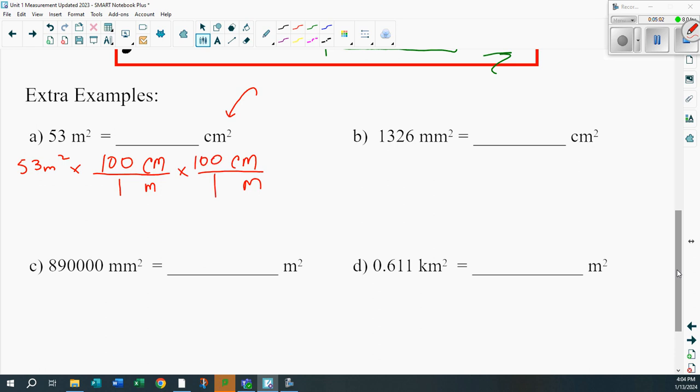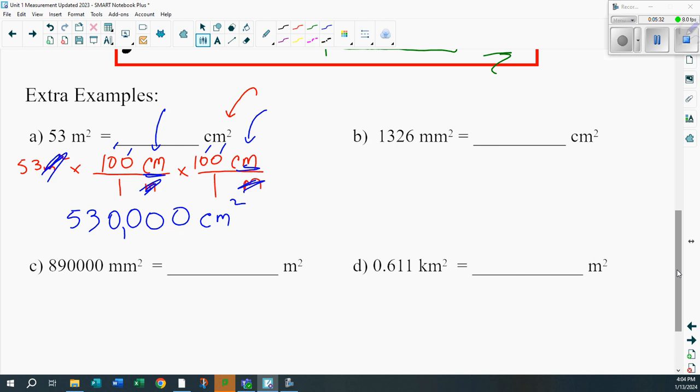There it is. And look what cancels. This is the beauty of dimensional analysis here, sports fans. Meters, meters. There's your meter squared. Cancel with the meter squared to leave you centimeters, centimeters, centimeters squared. You put down a 53. Now count the zeros. 1, 2, 3, 4. 530,000 what? Centimeters squared. Oh, this is so much fun and so easy.